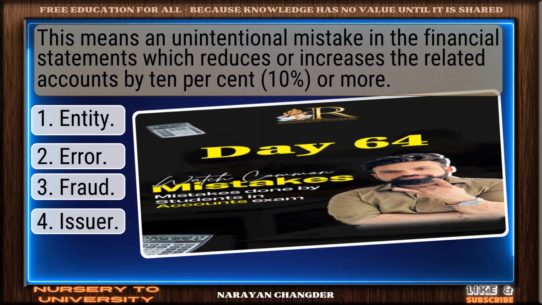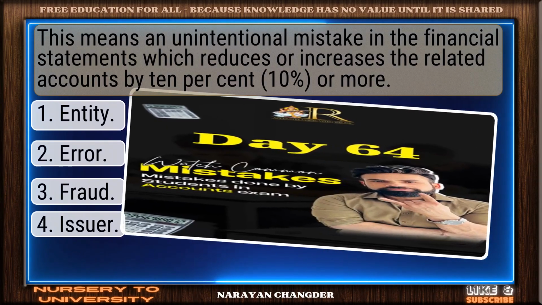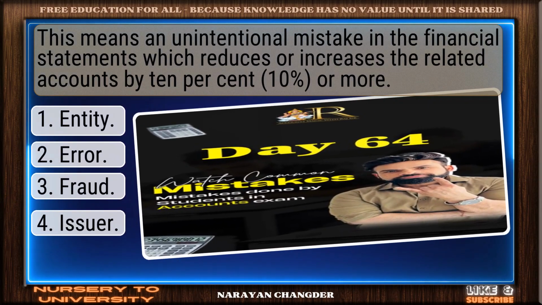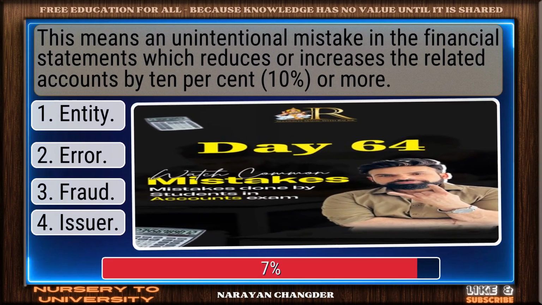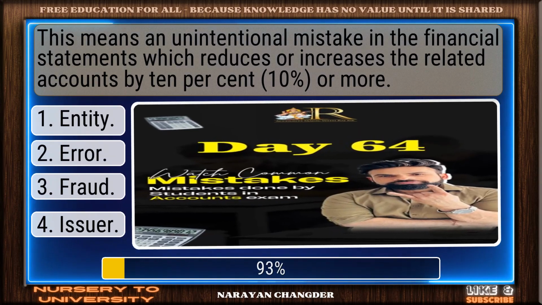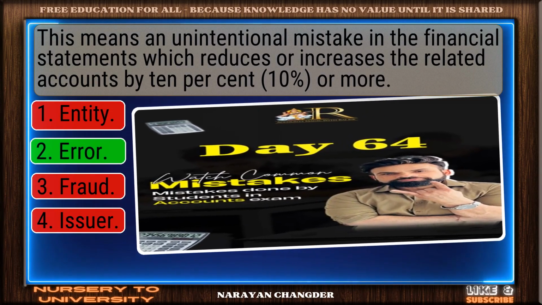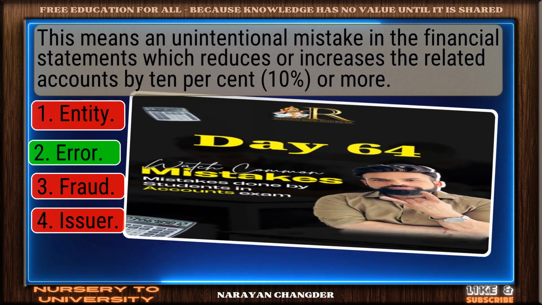This means an unintentional mistake in the financial statements, which reduces or increases the related accounts by 10% or more. You're right. Error is the correct answer.